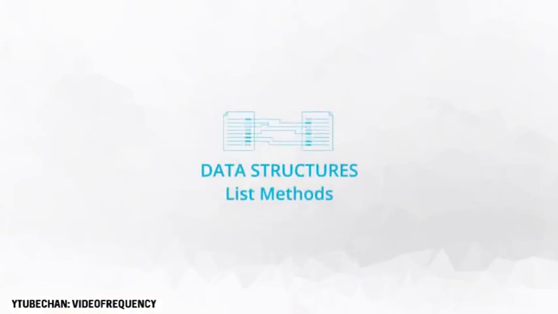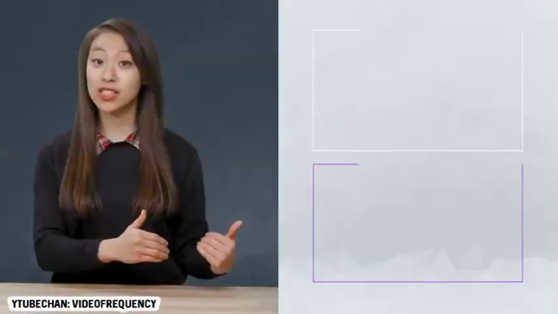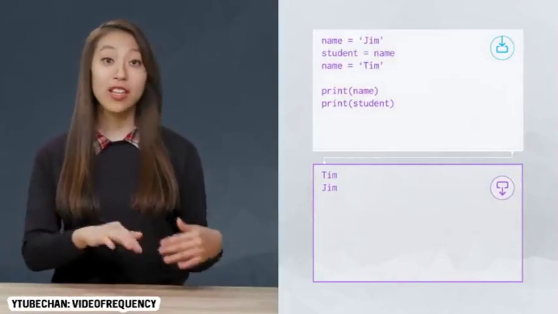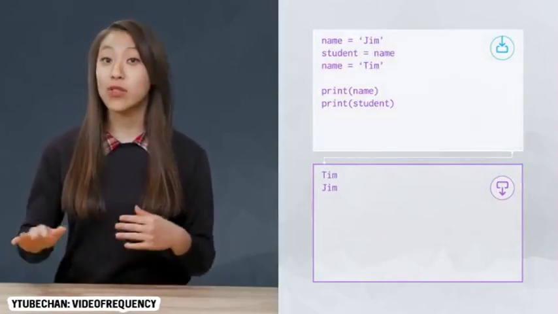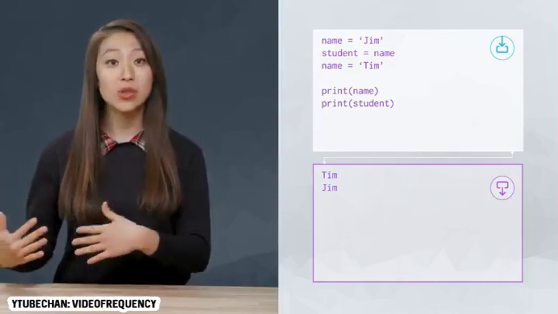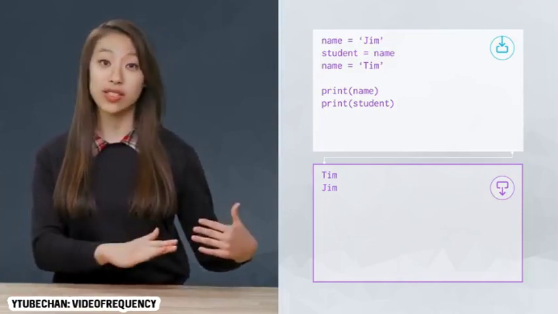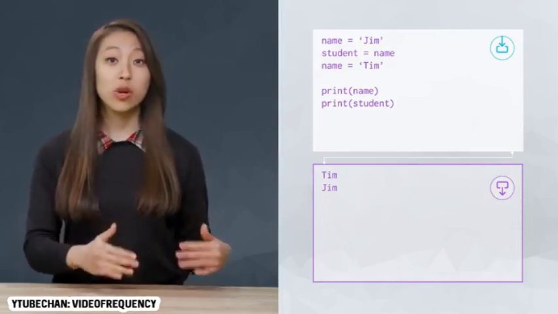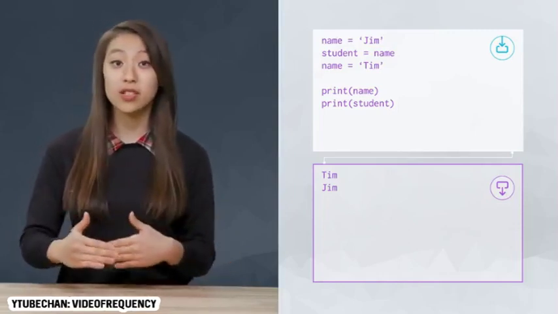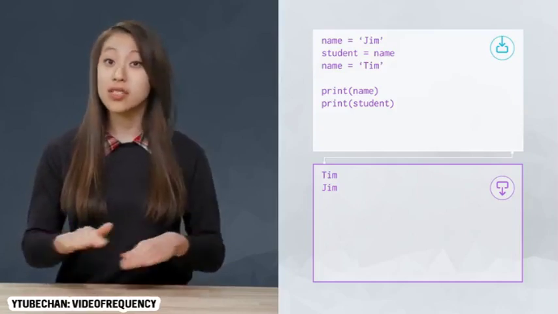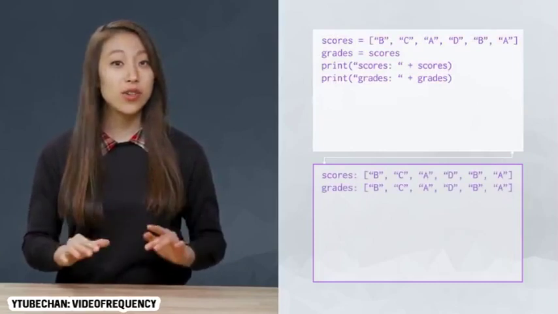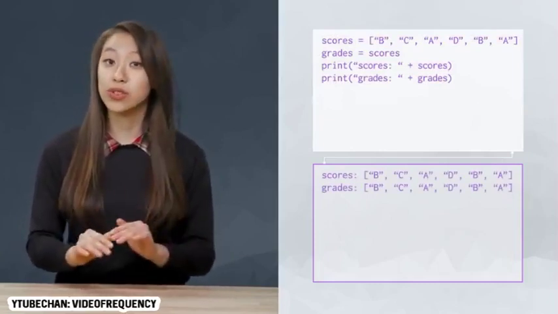Previously, when we created a variable that held an immutable object, the value of that immutable object was saved in memory. Here, we create a name with value Jim and assign it to another variable called student. It is the value Jim that is assigned to student. So when we reassign name to update it to Tim, this change is not reflected in the value of student. Lists are different from strings as they are mutable.